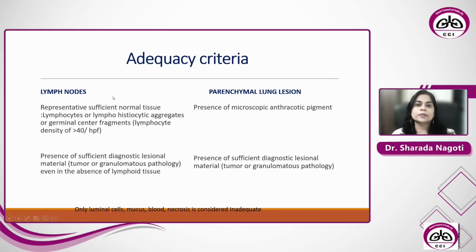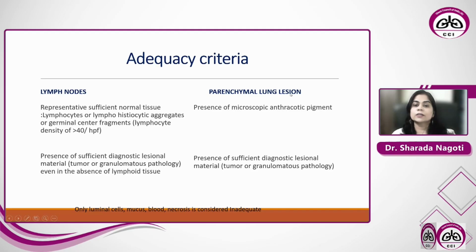So coming to adequacy criteria for lymph nodes, a smear showing representative sufficient normal tissue, like the presence of lymphocytes or lymphohistiocytic aggregates or germinal center fragments, with lymphocyte density greater than 40 per high power field, is considered to be an adequate smear. And even in the absence of lymphoid tissue, if there is sufficient diagnostic lesional material, like the presence of tumor or granulomatous lesion, even then it is considered to be sufficient.